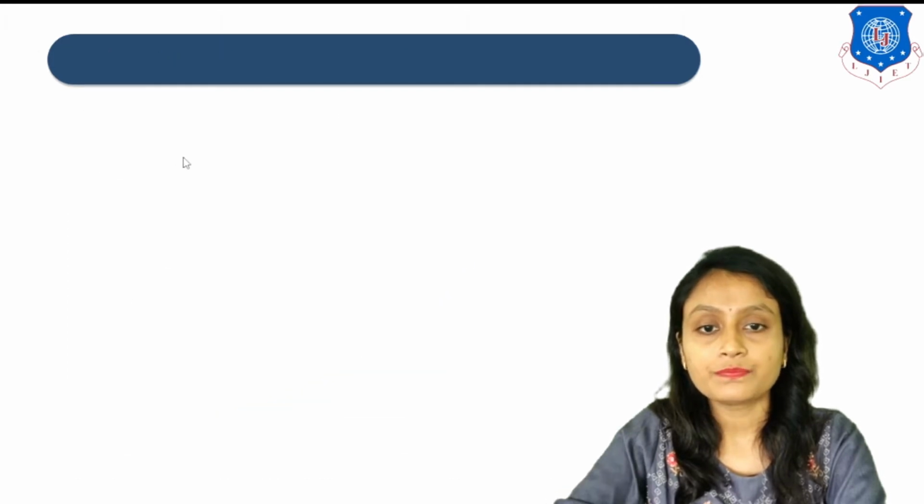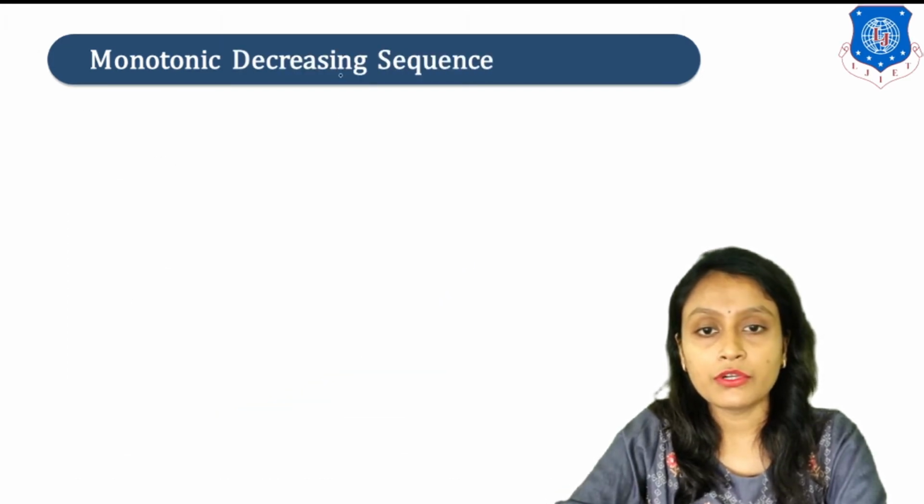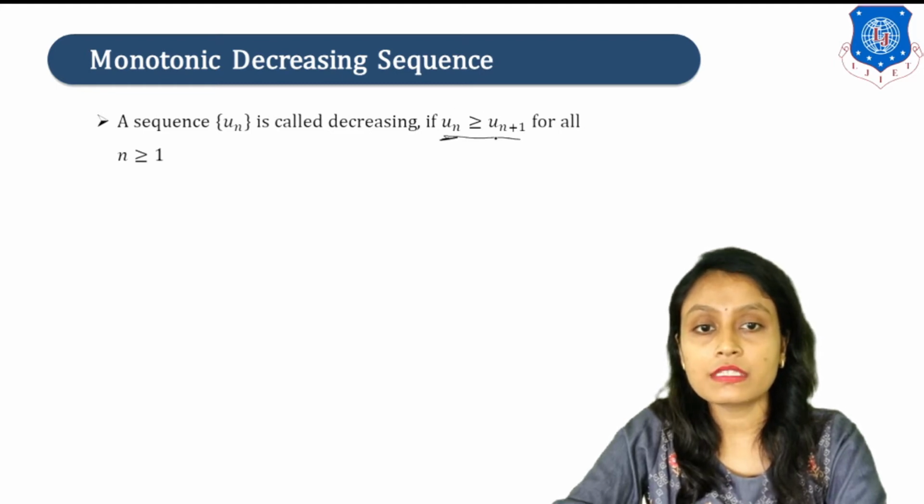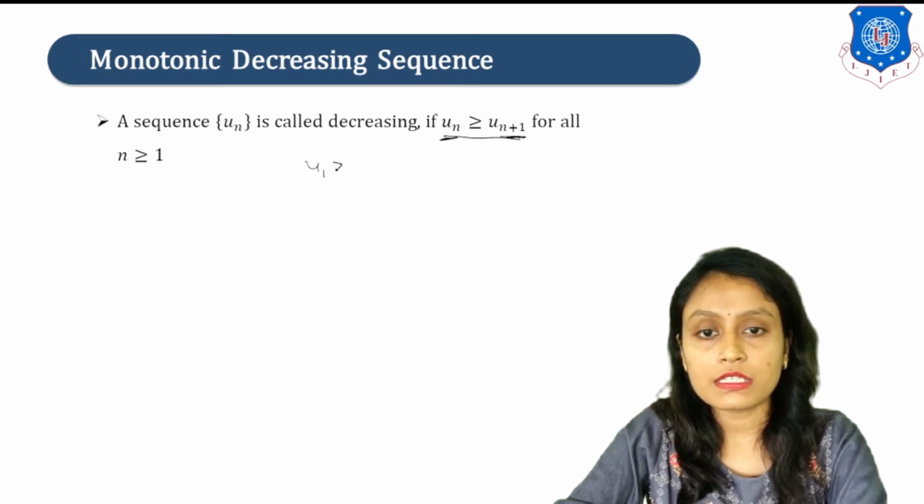Now let's study monotonic decreasing sequence. A sequence u_n is called decreasing if u_n is greater than or equal to u_{n+1} for all n greater than or equal to 1. Here our nth term is greater than the (n+1)th term, meaning u1 is greater than u2, and u2 is greater than u3. So we can say that such sequences are monotonically decreasing sequences.